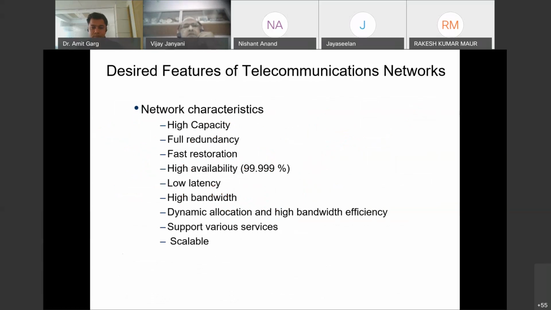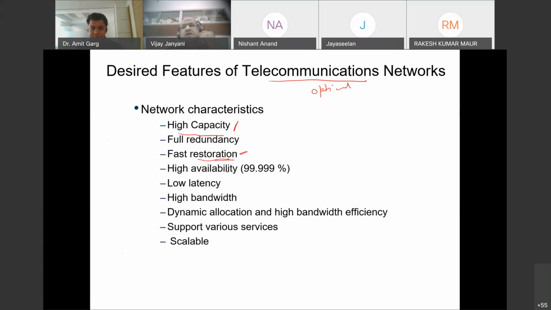So these are the desirable features of all telecommunication networks and particularly optical networks. It should have high capacity. High capacity means both in terms of bandwidth and the number of users it can service. Full redundancy, fast restoration. If there is any outage, it should be very fast.